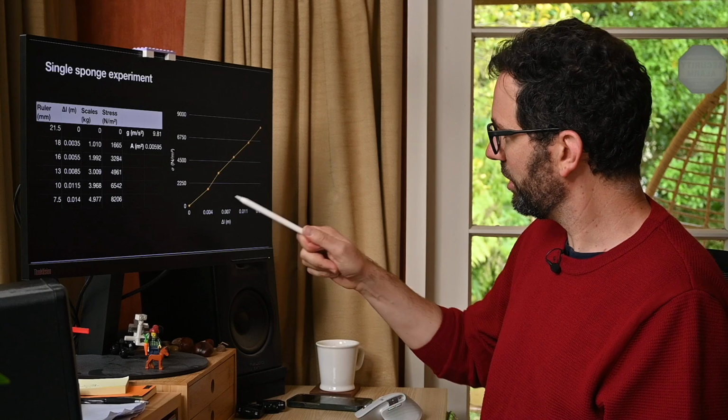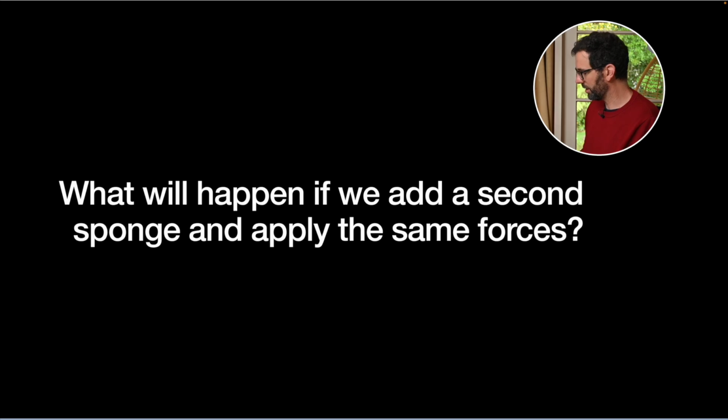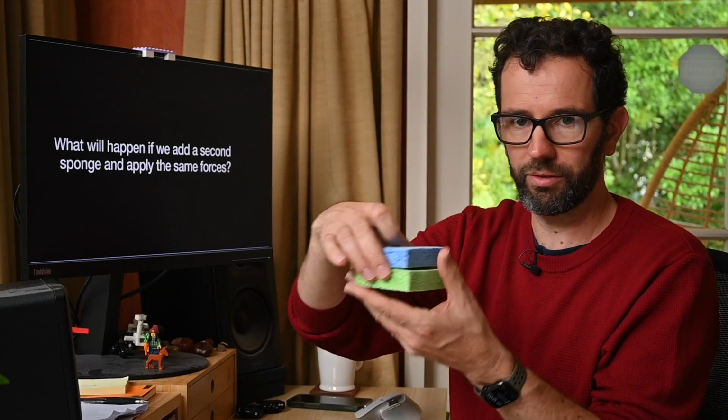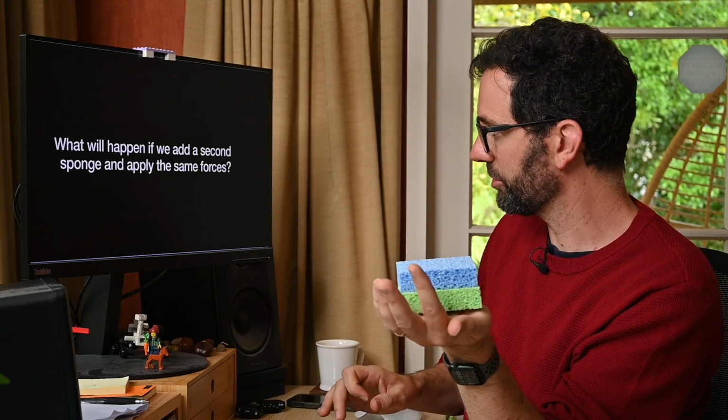Okay, so that's cool. So we've got a nice straight line, and that would be almost enough to make a mathematical model. We could just come up with the equation of this line, and that would be all good. But we haven't really thought of everything yet, because what would happen if I added a second sponge and applied the same set of forces? So instead of having one sponge, I'm now going to have two. So the setup is going to look a bit like this now.